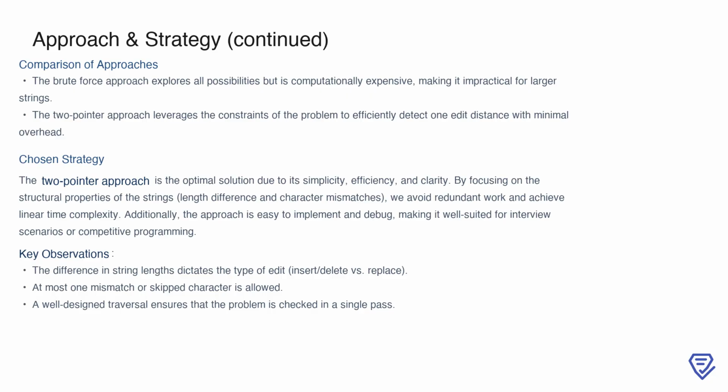It achieves linear time complexity while remaining easy to implement and debug, which are critical factors in scenarios like coding interviews or competitive programming. Key observations that drive this method include the fact that the length difference dictates the type of edit and that at most one mismatch or skipped character is permitted. These insights ensure that the solution is both effective and efficient.